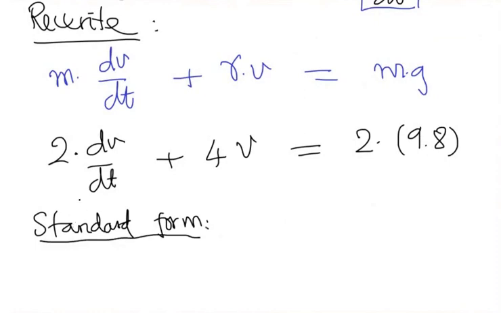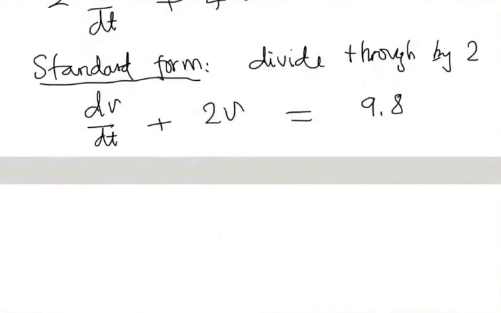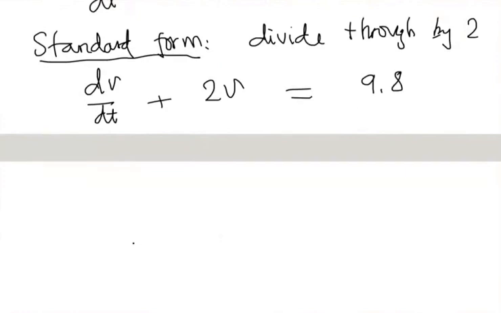Recall, standard form means that we need to turn the coefficient in front of the derivative into 1. So divide through by 2. Then we have dv/dt plus 2v equal to 9.8. This is the standard form of our equation. How do we solve this equation?